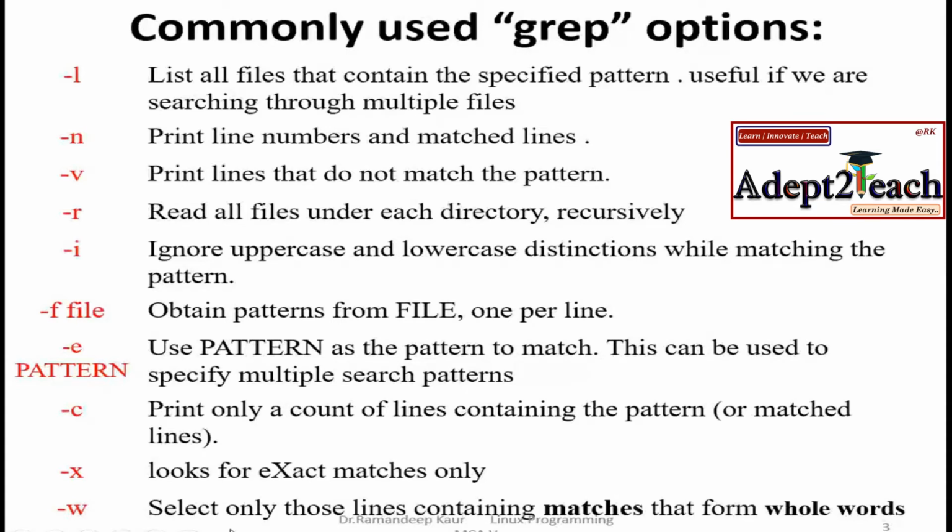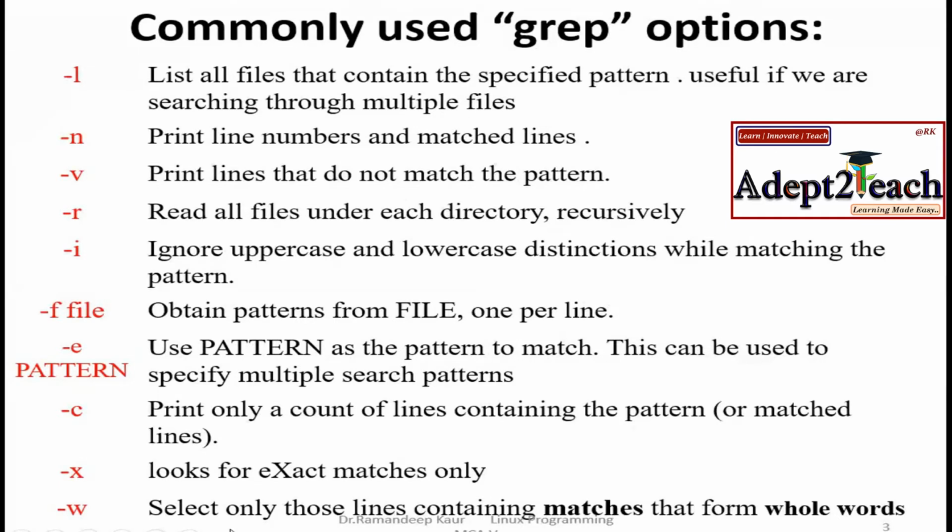If you want to use patterns from your file, that file should be read one line at a time. That means if my file has four patterns, first the first line should be read as one pattern, then it will search all the files for that pattern. Then the second line of that file should be treated as a pattern, and it should match it with the consequent files. Then I'll use the option hyphen f with the name of the file, which I will treat as a pattern file. Next is hyphen e.